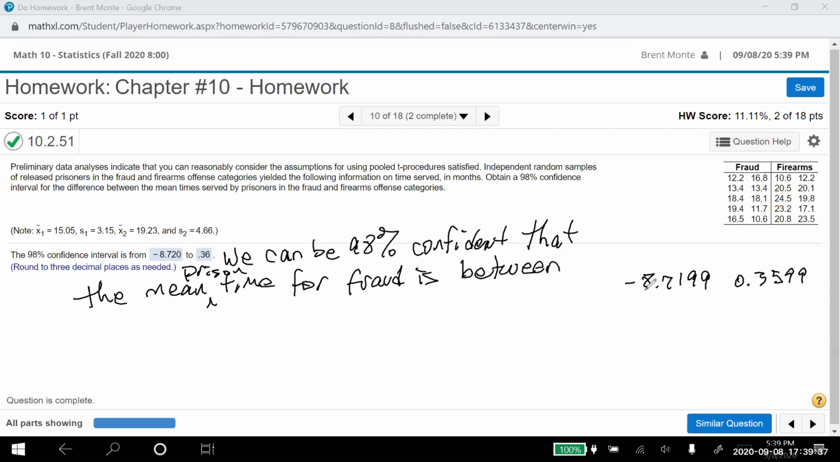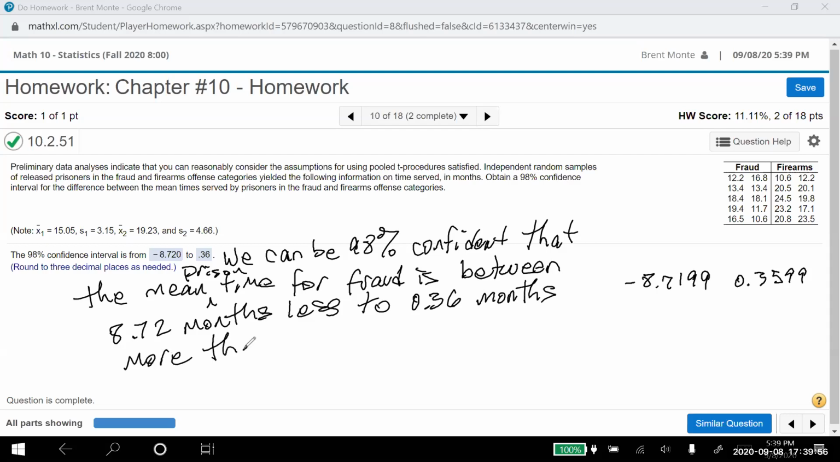Now that negative means it's less. 8.72 months less to 0.36 months more, since it's positive, than the mean time. We'll even say the mean prison time for firearms.